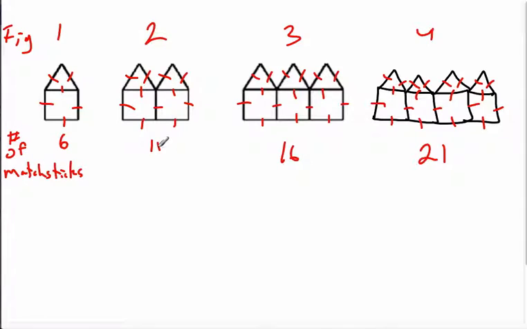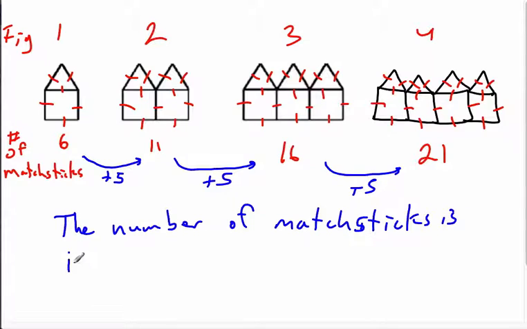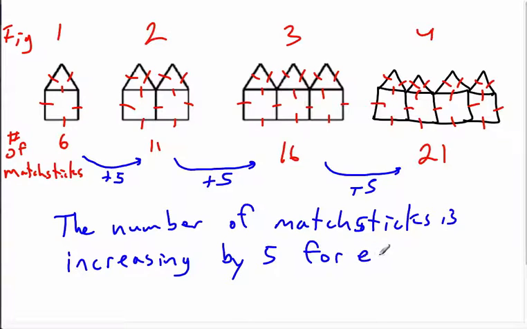here. At first glance, maybe it doesn't look like there's one. But if you look here, from this number to this number, we can add 5. And then we're adding 5. So it looks like the number of matchsticks is increasing by 5 for each figure number, or for each new figure number, we'll say.